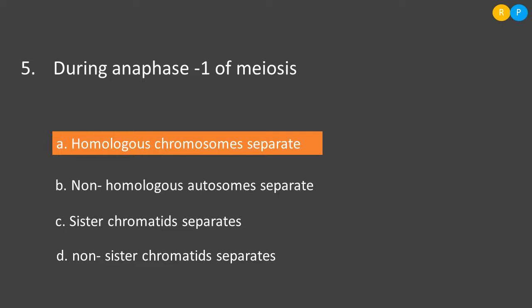Then option B, non-homologous autosomes separate. Not only autosomes get separated, allosomes also separate, but it is homologous chromosomes, not non-homologous. Then option C, sister chromatids separate. There is no separation of sister chromatids in anaphase 1. Sister chromatids separate during anaphase 2, not in anaphase 1. Then option D, non-sister chromatids separate. Non-sister chromatid separation does not take place here. So the correct option is option A, homologous chromosomes separate.